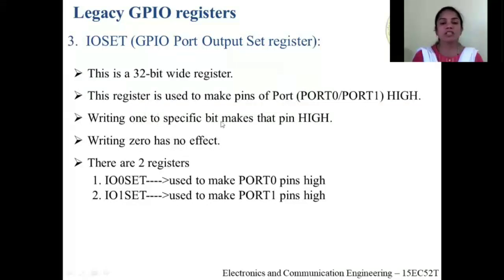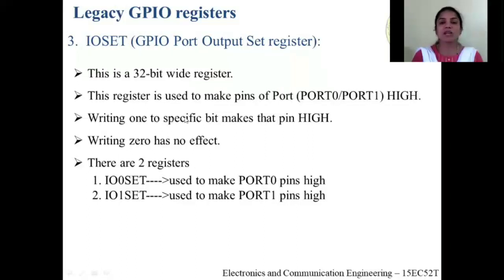Writing 1 to a specific bit makes that pin high. If you want to send a high value on the port pins, you have to write 1, that is the binary value 1, on the specified bit. Writing 0 has no effect. If you are sending 0 on pins by using the IO set register, it doesn't mean anything.